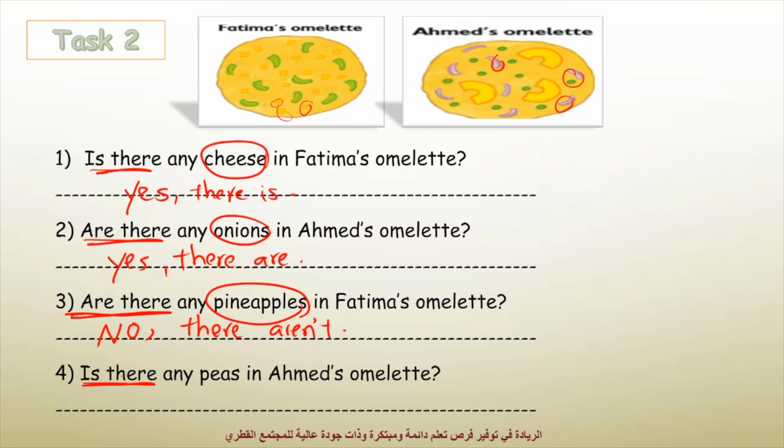Number 4. Is there any peas in Ahmed's omelette? Yes, I can see some peas in Ahmed's omelette. And with the peas I used is there because it is an uncountable noun. So the answer will be yes, there is.